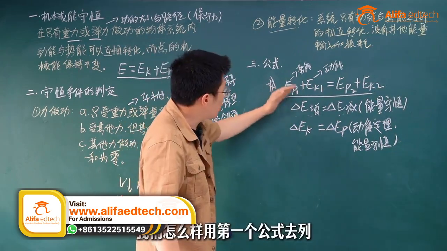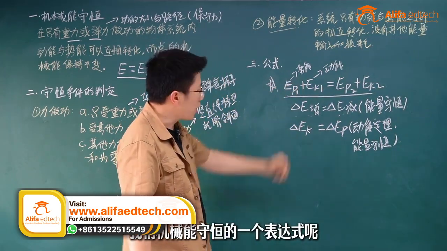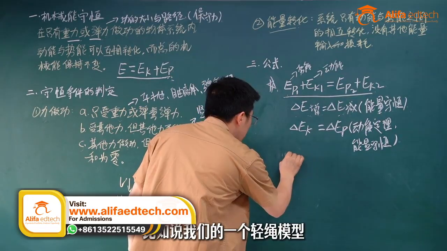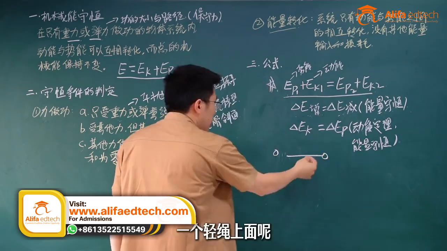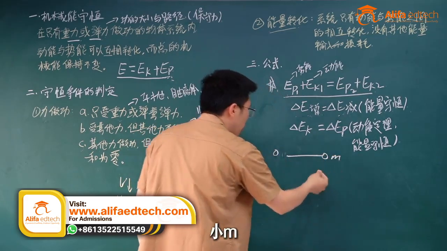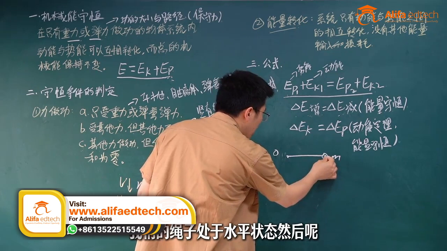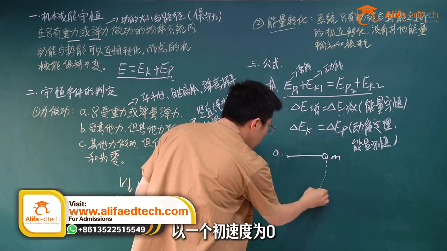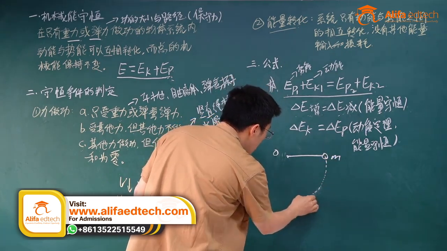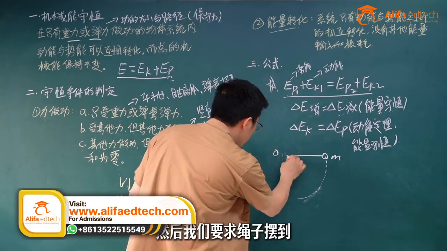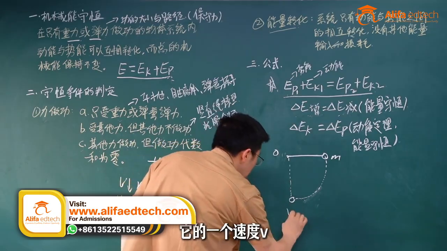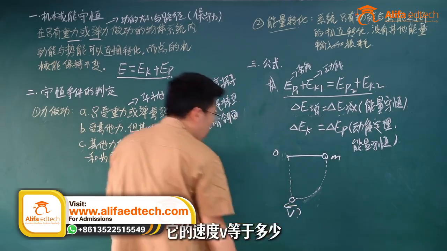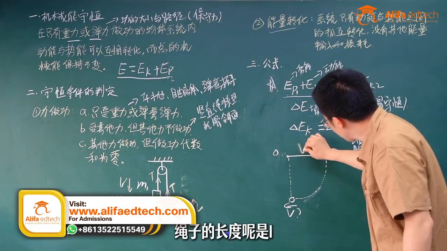How do we use the first formula to write an expression for the conservation of mechanical energy? For instance, let's consider a simple pendulum model. A small object, let's call it little m, is fixed to the end of a string. At the beginning, the string is in a horizontal position and the object starts from rest with an initial velocity of 0. Then we release it, and we want to find out, when the string swings down to its lowest point, what is the speed v of the object at that lowest point? The length of the string is L.